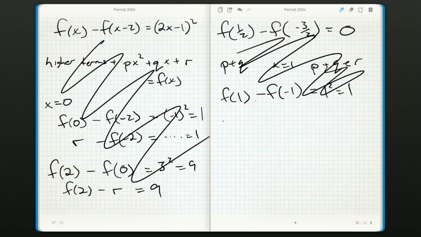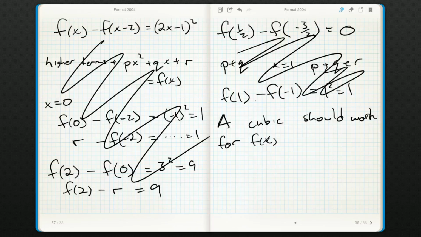So I'm going to go with my initial thought, which is a cubic should work for f of x. Maybe there's better stuff, but because the difference has a maximum power of 2, f of x should be max power of 3. Just like if we saw the difference between two of them was a power of 4, I would say it's reasonable to conclude f of x should be some sort of quintic, a power of 5 style polynomial.